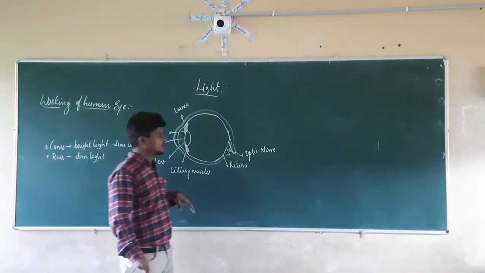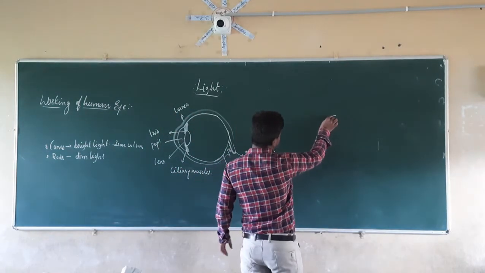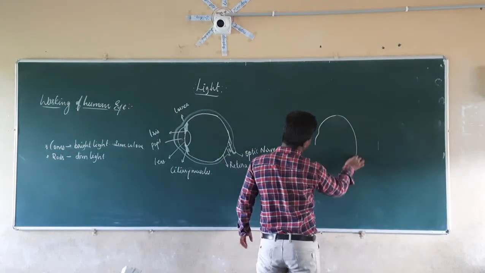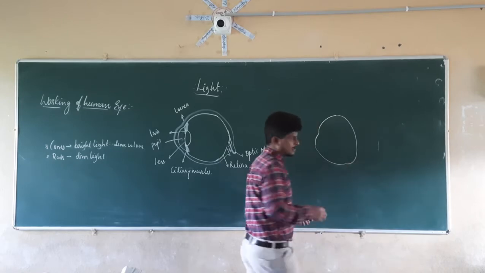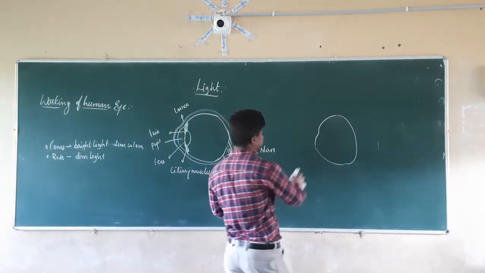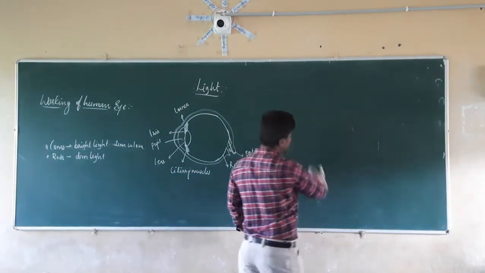So what is it going to do here? See here, it is again the human eye. Let this be a generalized structure. I am going to draw this structure in a circular form only.